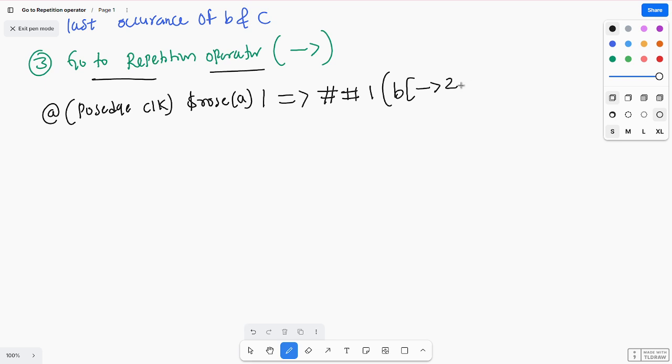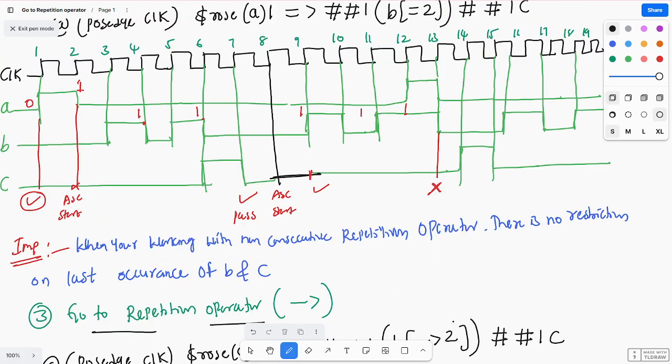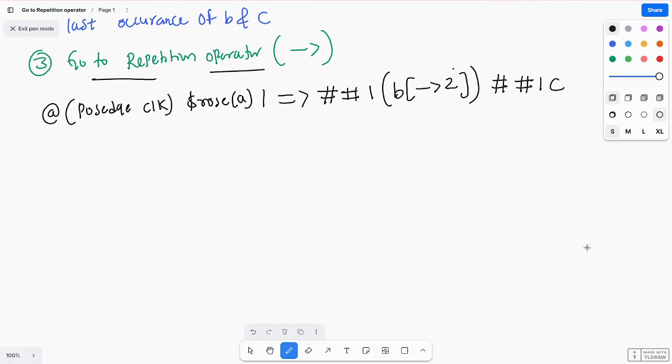go to repetition operator 2. And after this, again C will be delayed by one cycle. So previously we already saw that when you are working with the non-consecutive repetition operator, there is no restriction on the last occurrence of B and C; either it may be 0 or 1, my assertion will pass. Here, with the go to repetition operator, there is a restriction. Compulsorily it should satisfy that condition, then only my assertion will pass.